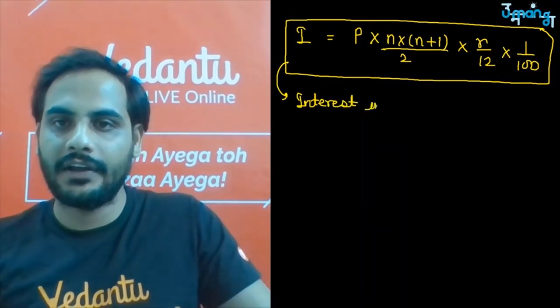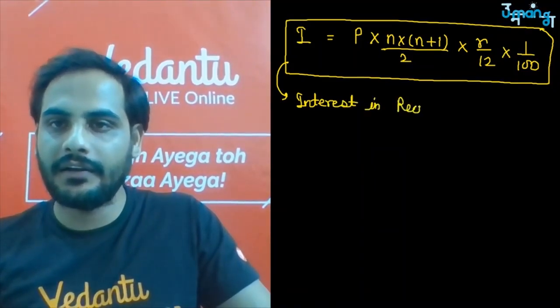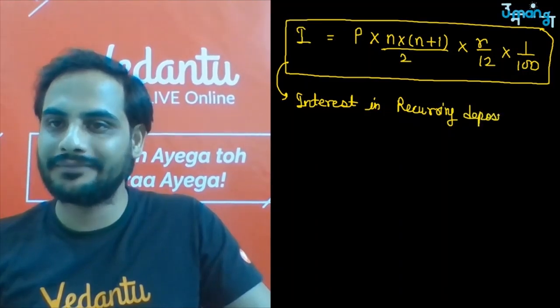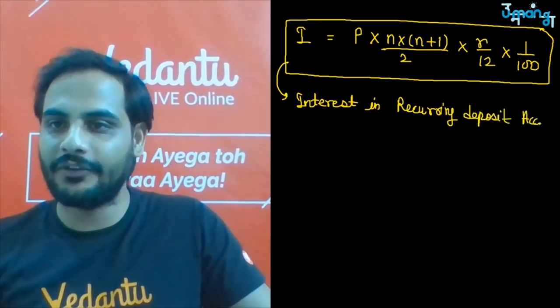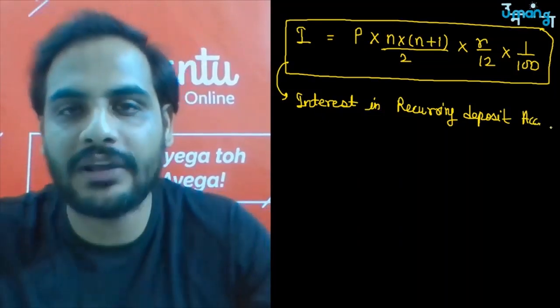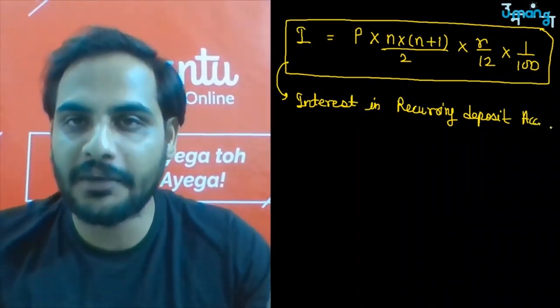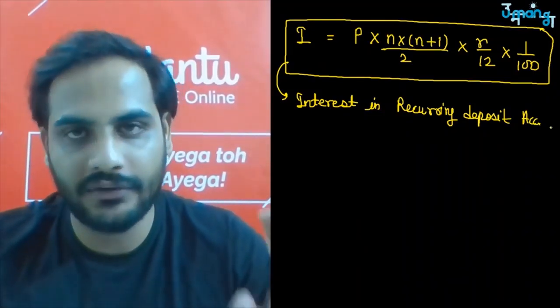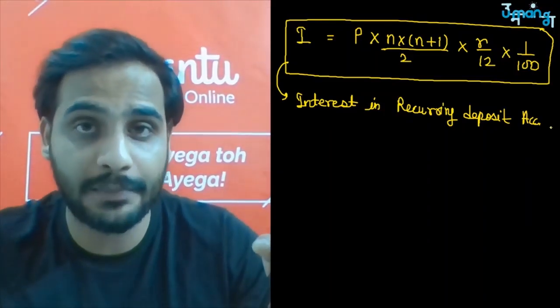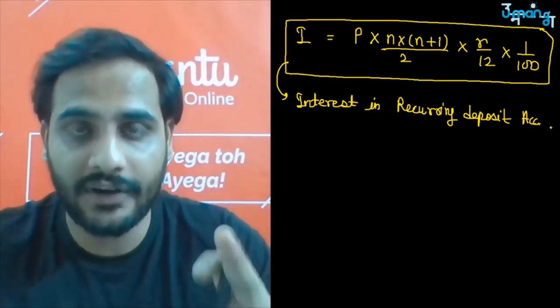Interest in recurring deposit account. Okay, this is the first formula. P into n into n plus 1 divided by 2 into R by 12 into 1 by 100. That is your first formula. R is your rate percentage per annum.